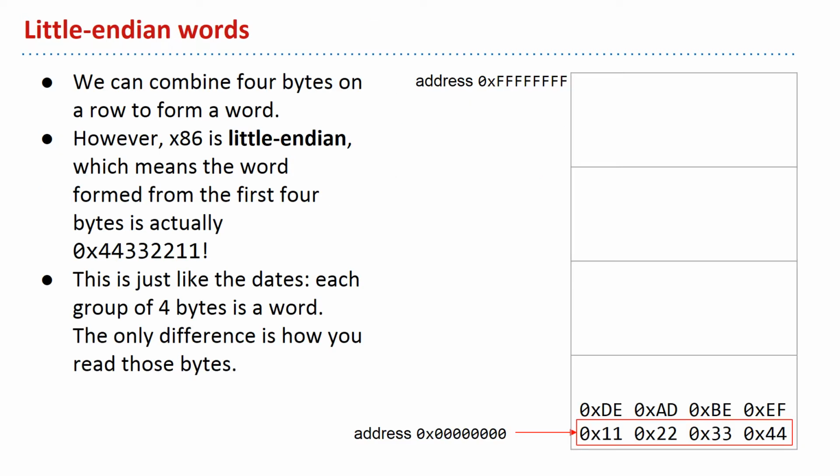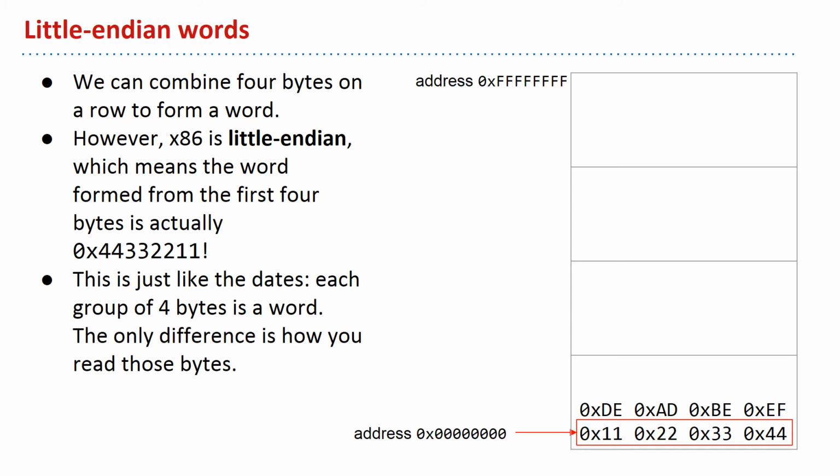So now let's go back to how we form words. It turns out that forming words is exactly the same. We have this group of 4 numbers, and I need to somehow combine these 4 numbers to form a word. The question is, do I read these numbers forwards or do I read these numbers backwards? Well, the x86 designers decided to make x86 little-endian, so that means that we should read the word backwards.